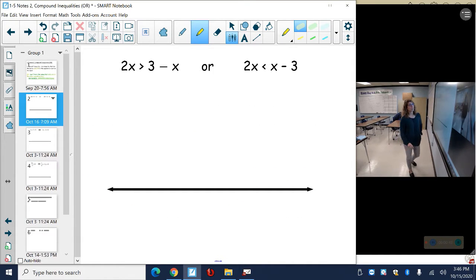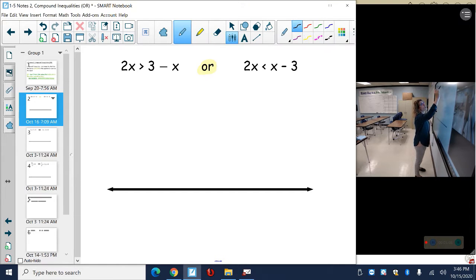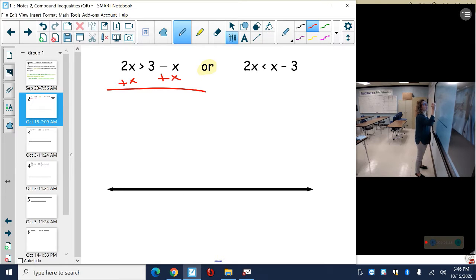So here we go. I'll give you the first example: 2x is greater than 3 minus x, or 2x is less than x minus 3. I have two inequalities, so I'm going to act like I have two individual problems with the word or attached to them. The word or is 100% important and it must stay in the problem. I'm going to solve the first one. I add x to both sides, so I have 3x is greater than 3. Then I divide both sides by 3 and I have x is greater than 1.